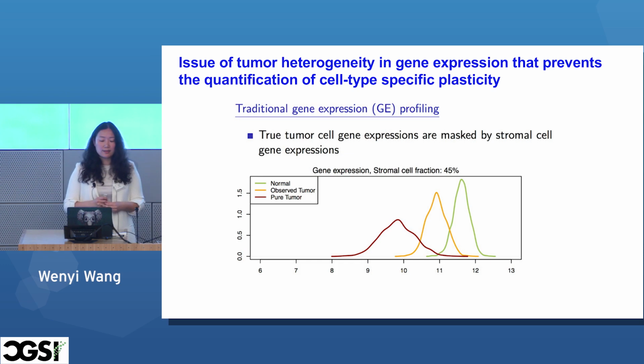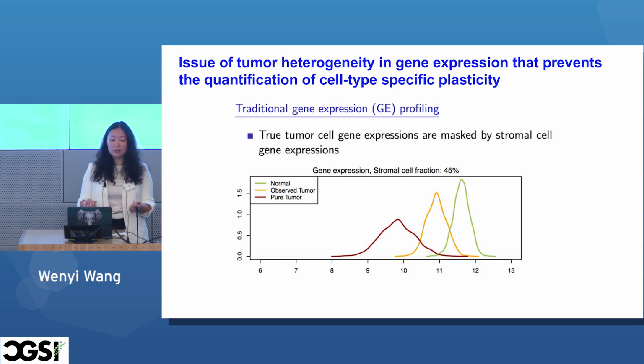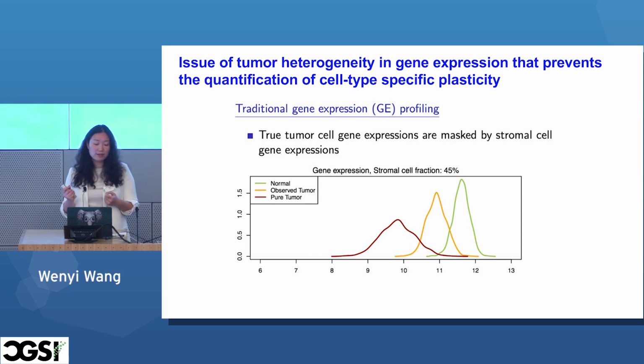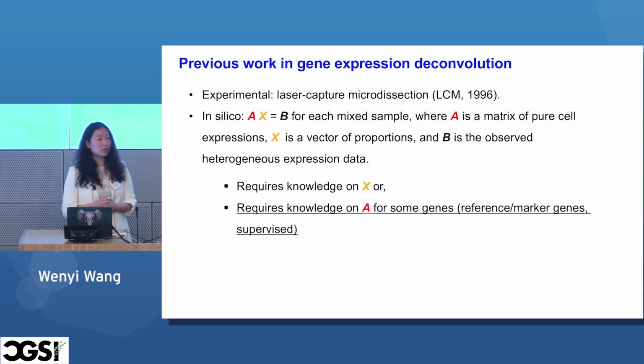So transcriptomic plasticity. The issue of tumor heterogeneity in gene expression that prevents the quantification of cell type specific plasticity is simply because the true tumor cell gene expressions are masked by the stromal cell expression, as illustrated in this simple example where we think we're comparing the red versus the green, for example in differential expression analysis, but we're actually comparing the orange versus the green because of the contamination of the stromal cells. Such superficial comparison would then lead to missing the functionally important genes.